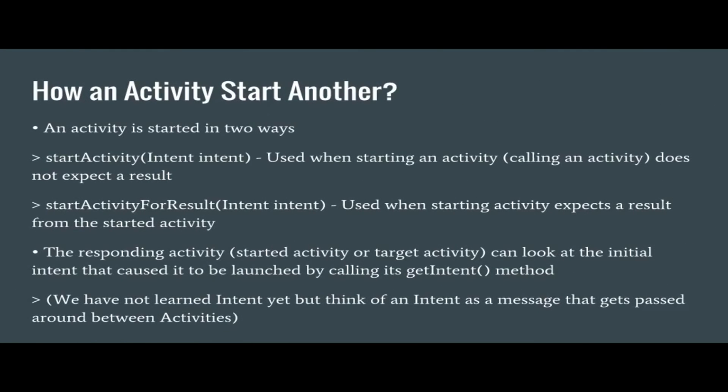How an activity starts another. An activity is started in two ways. First, by calling startActivity and passing an intent to it. This method is used when the activity which is starting it does not expect any result from it. Another way is startActivityForResult and passing an intent to it. This method is used when the starting activity expects some result from the started activity.